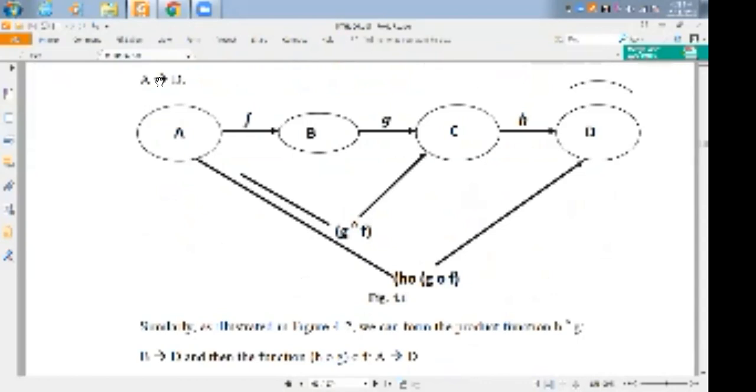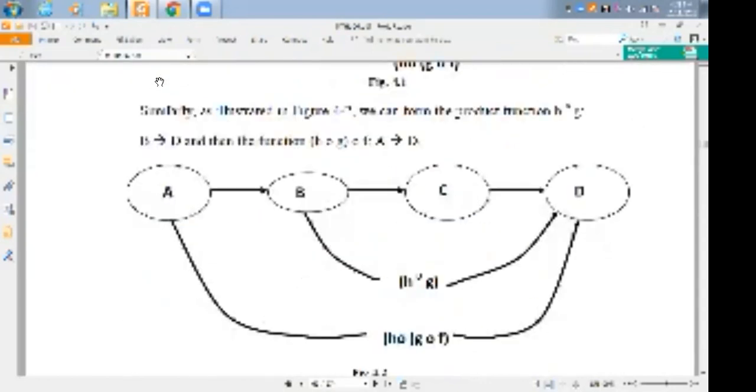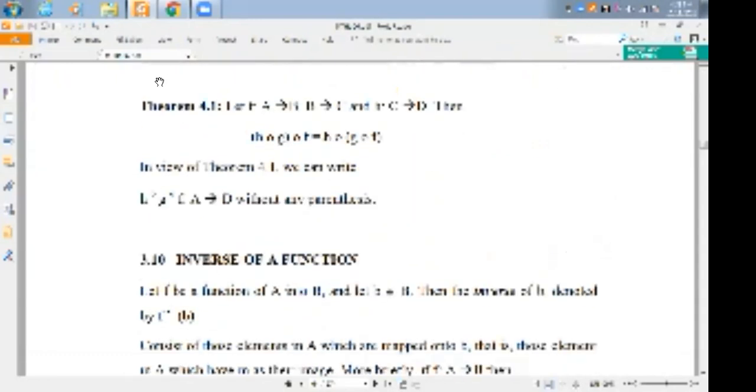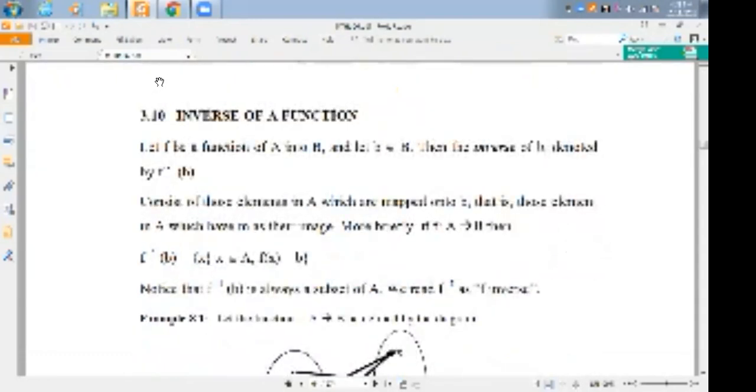I mean, product function or composite function. So different examples can be found in the notes. Then the next type of function we talk about is the inverse of a function.